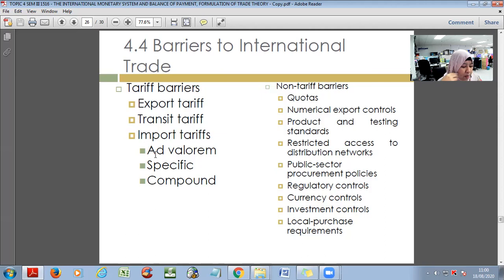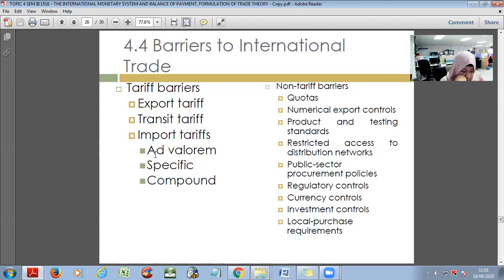Transit tariff is the levy on goods or people passing through from one country. For example, I told you, if you want to work in Singapore, the Singapore government will impose a transit tariff on you, like visa and passport levies, because you are bound into another country. And the third one is import tariff.